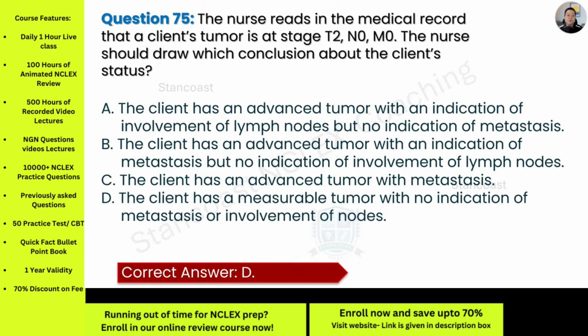So recall the TNM staging system and what each letter and number means. For this type of question, you need to understand the significance of T2, N0, and M0 to help you conclude that the tumor here is still localized and not advanced or metastatic.